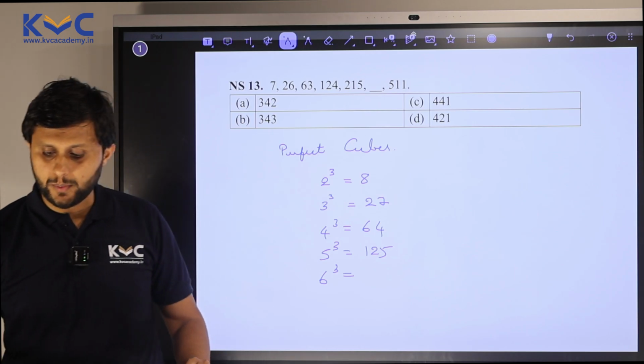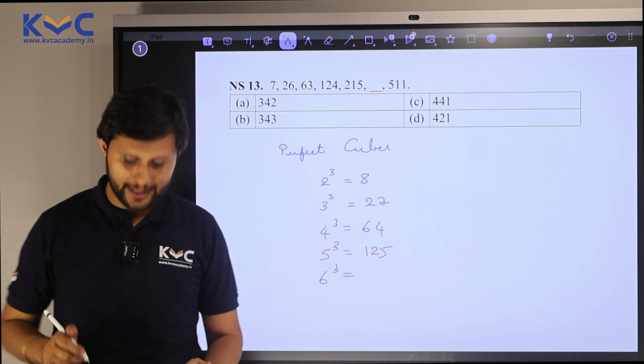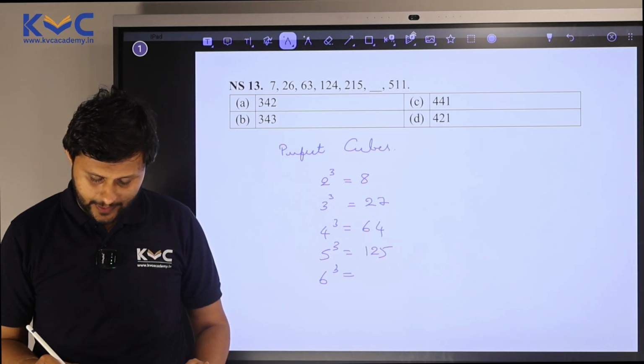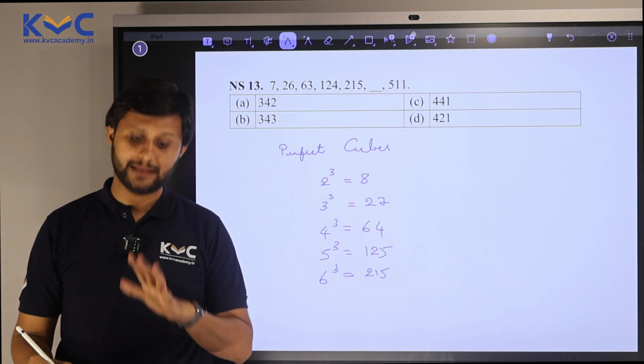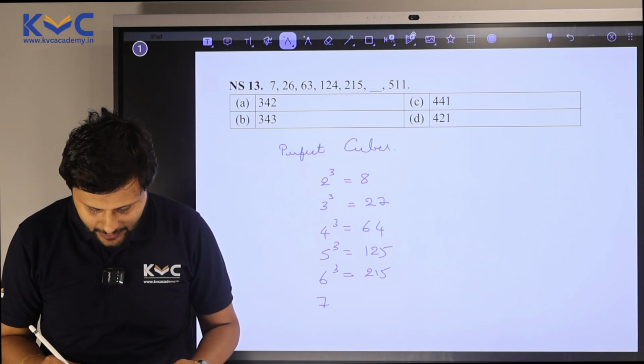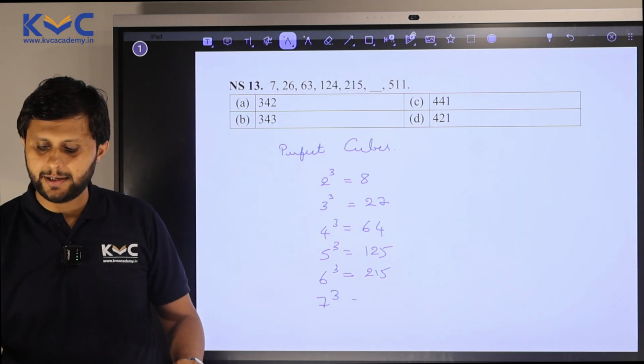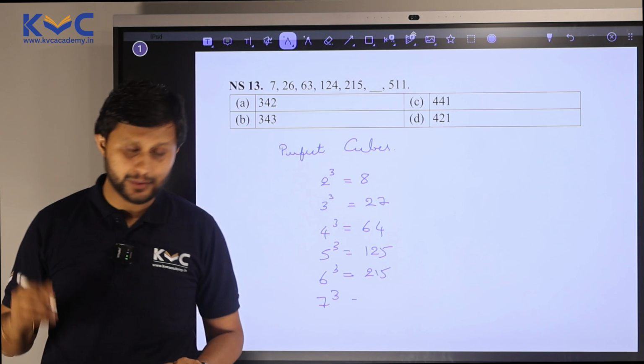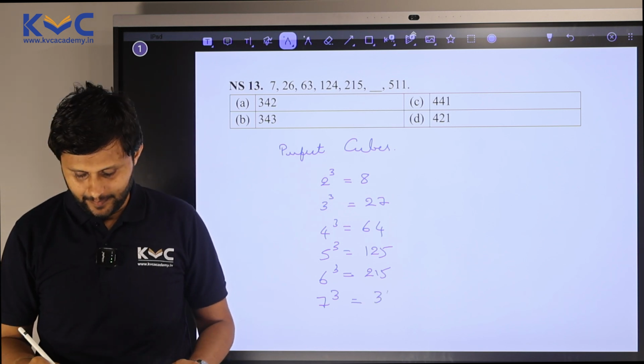6 cube. What is 6 cube equal to? 6 into 6 into 6? 216. Minus 1, 215. So we have that as well. So this should be 7 cube. Let's find 7 cube now. 7 into 7 into 7, which is equal to 343.